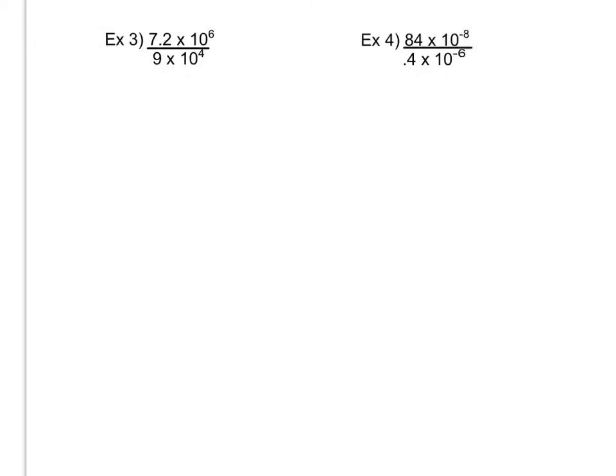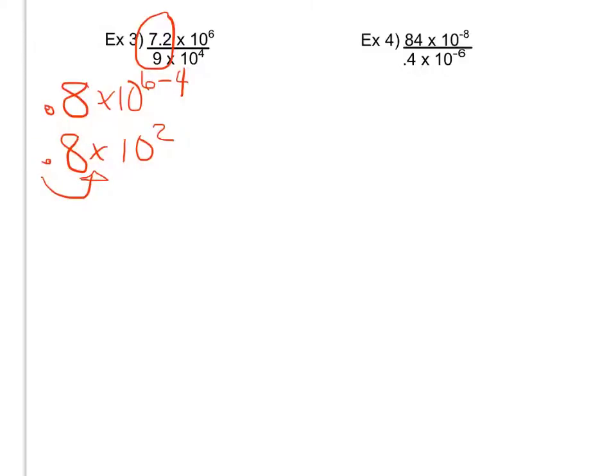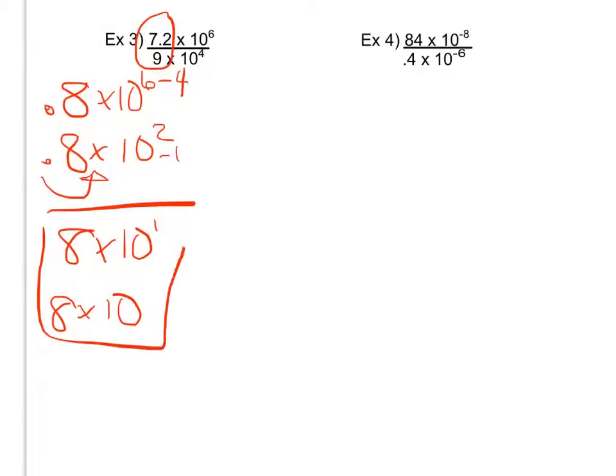All right, now that you've had a chance to try these problems, I'm going to do, to begin with, 7.2 divided by 9. That gives me 0.8 once again, times 10, top minus bottom, so 6 minus 4. Well, that gives me 0.8 times 10 squared. I ask myself, is this in scientific notation? No, it's not, because 0.8 is not between 1 and 10. So I move my decimal back. If I go back, I have to subtract, giving me 8 times 10 to the 1, which is the same thing as 8 times 10. Either way you write that is fine.